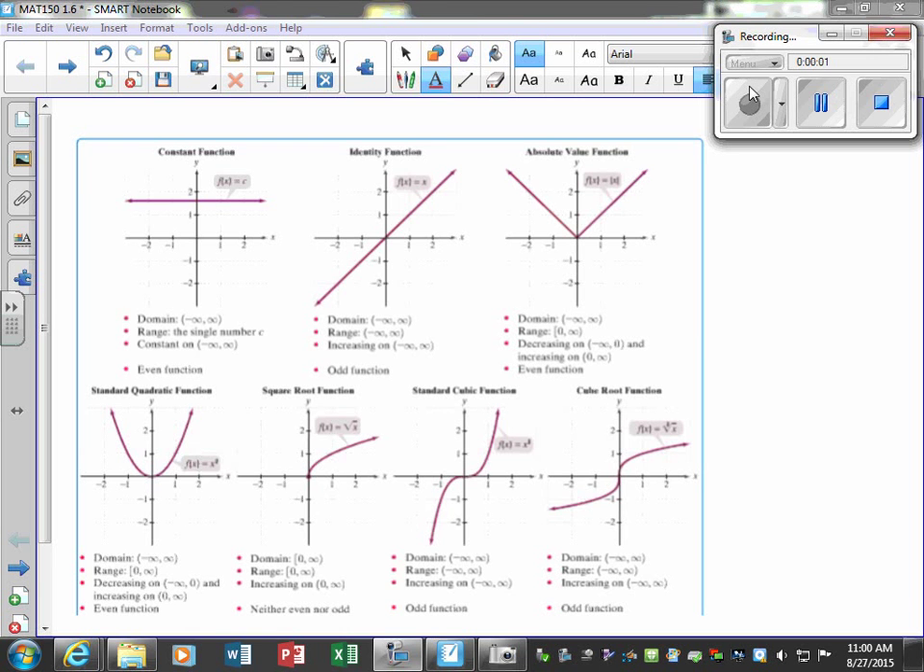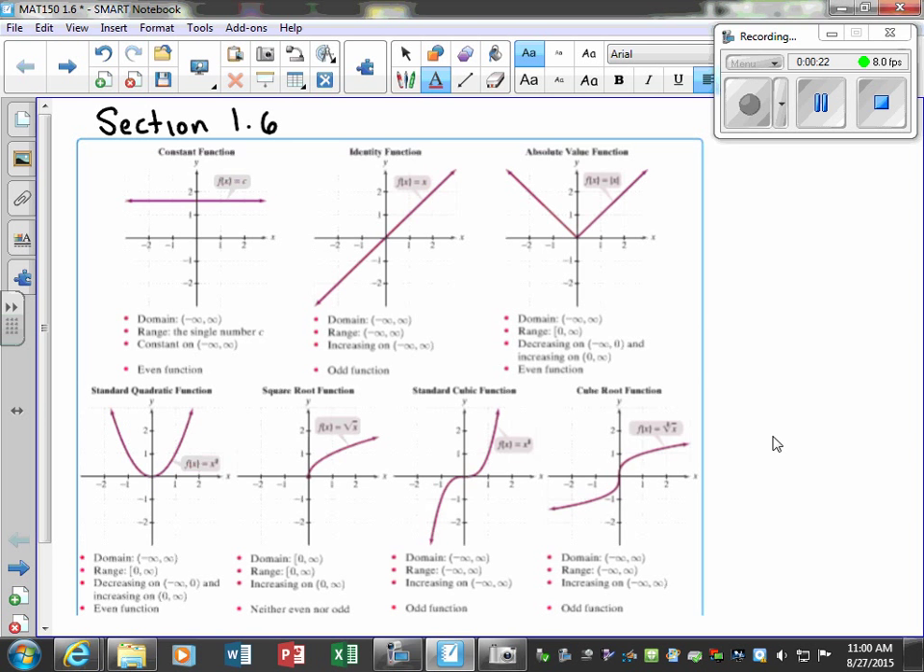In section 1.6, we're going to be talking about transformations. And if you look in your ebook and find this particular page, this is going to be your parent graphs, and this is really good to just have a printout of, because all of the stuff we're going to be doing today, the transformations, we're going to be moving and shifting these parent graphs.